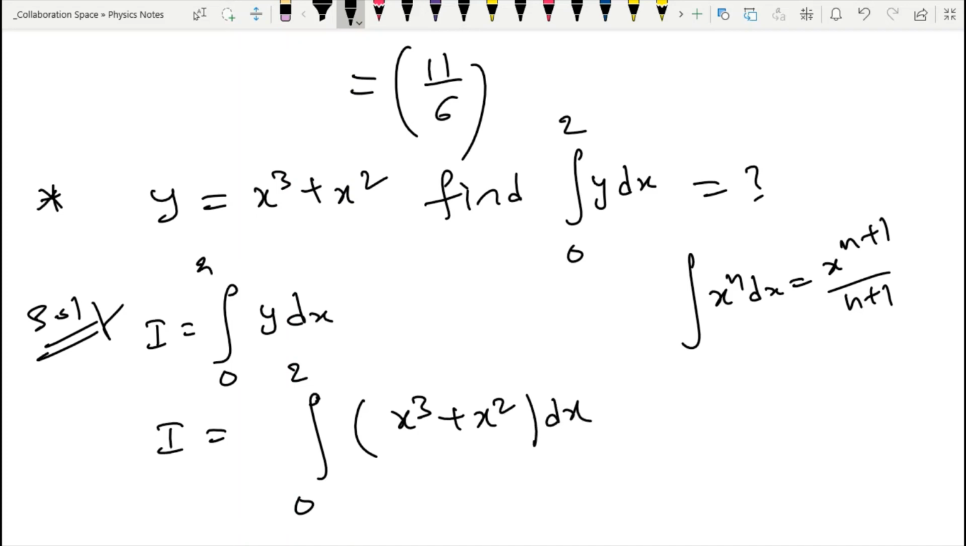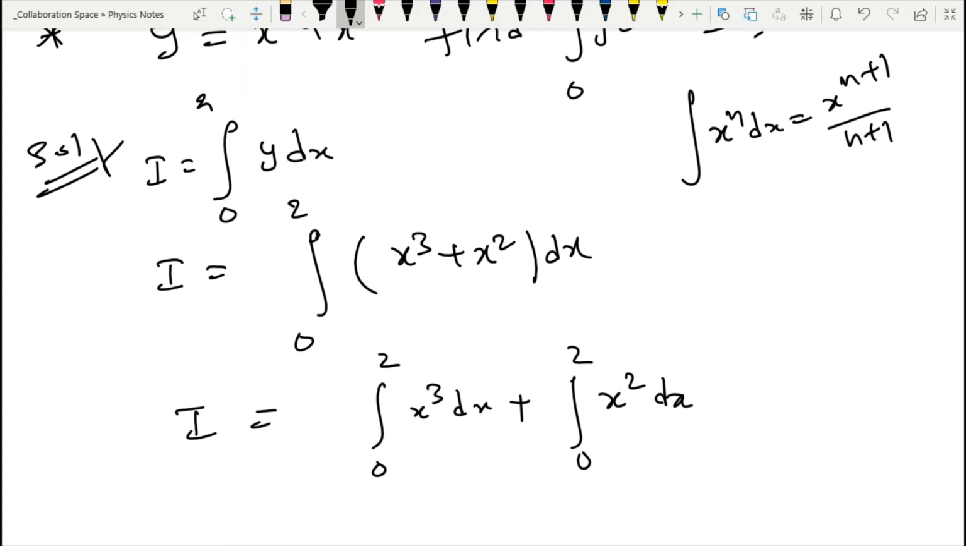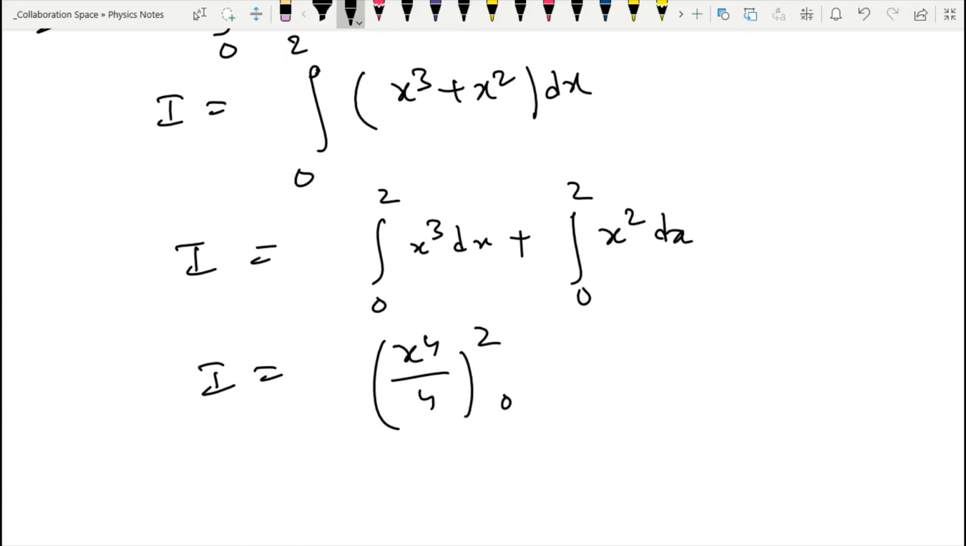Just I am taking the integration here and I can apply it inside: 0 to 2 x cube dx plus 0 to 2 x square dx. Integration 0 to 2 x cube dx is x to the power 4 divided by 4, limits running from 2 to 0. Integration 0 to 2 x square is x cube by 3, limits running from 2 to 0.